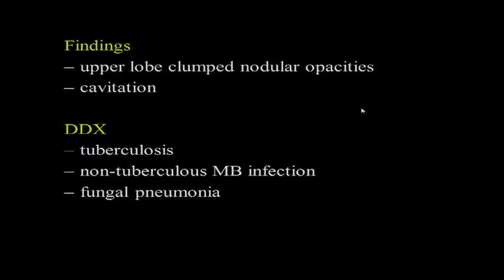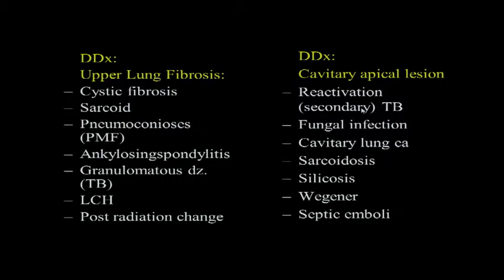Non-tuberculous mycobacterial infection and fungal pneumonia remain differential diagnoses. Upper lung fibrosis could be cystic fibrosis, sarcoid, all kinds of pneumoconiosis, ankylosing spondylitis, TB, which includes granulomatous diseases, Langerhans cell histiocytosis, and post-radiation change. And the differential diagnosis of a cavitary upper lobe lesion could be, again, post-primary or reactivation TB, fungal infection, cavitary lung cancer, sarcoid, silicosis, Wegener's, and septic emboli.